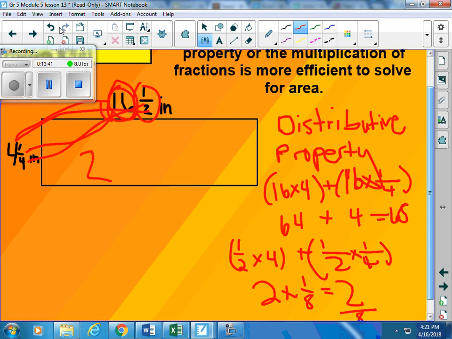Oops, sorry. 68 and 2/8, which is the same thing as 68 and 2/8. And I can divide the top and the bottom by 2 here, so I can simplify. 2 goes into 2 one time. 2 goes into 8 4 times. Okay, so that is how I solved the area using the distributive property.